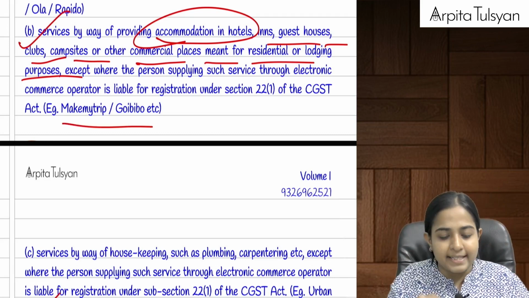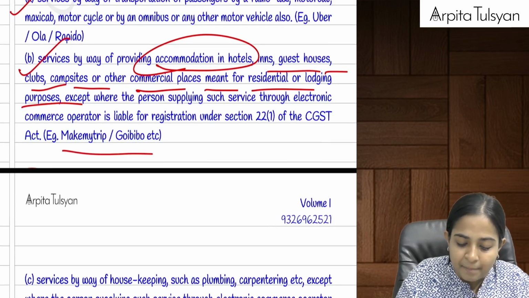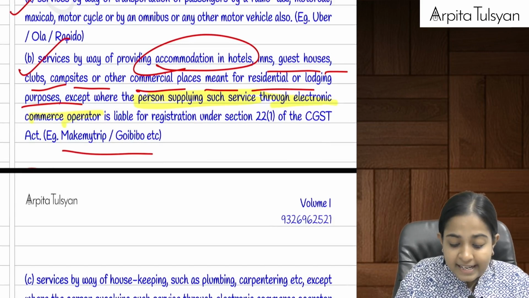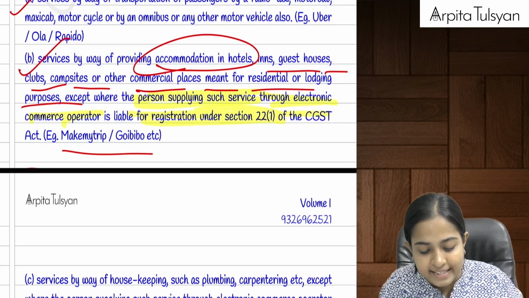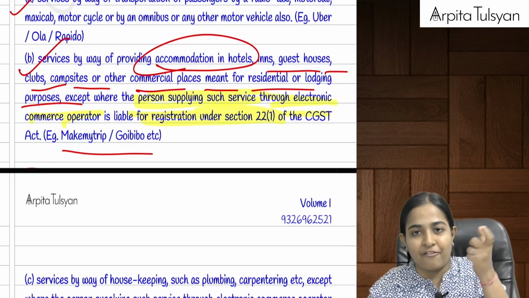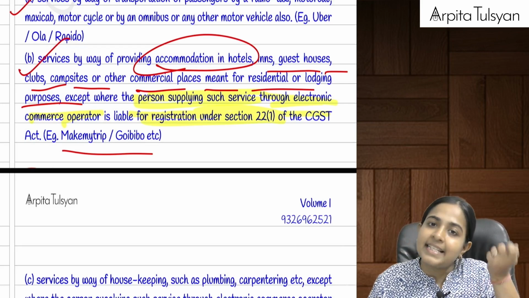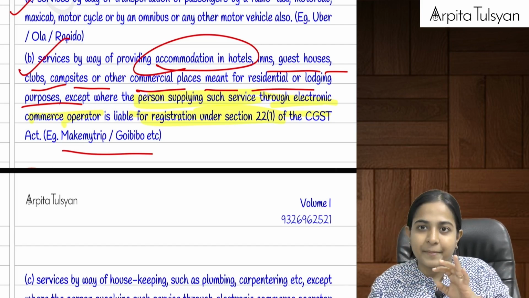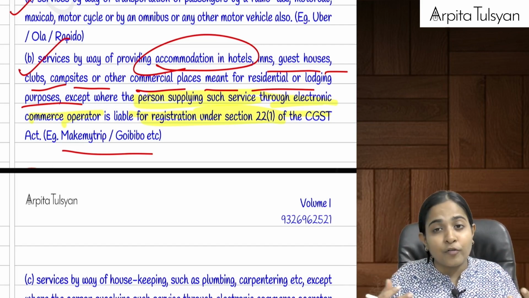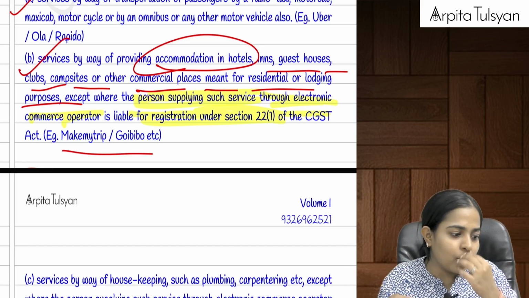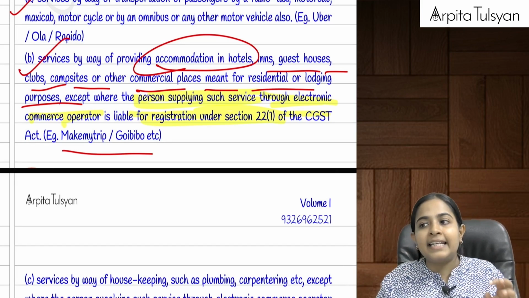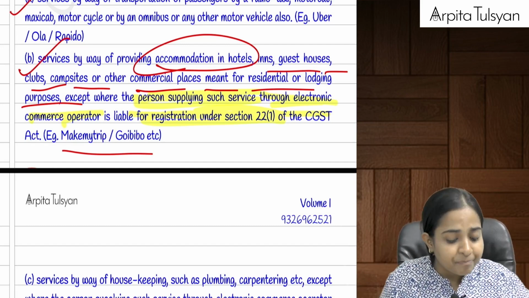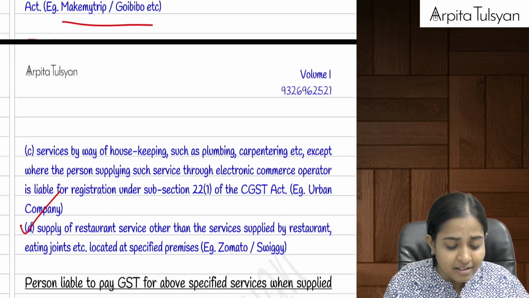Okay, one small exception that is coming up here is, the person supplying such service, the hotel, through e-commerce operator is himself liable for registration under section 22. If the hotel itself, on the basis of its turnover, is required to get itself registered under GST, then it will not be called as e-commerce operator. Are you clear with this? Let's say the turnover of the hotel itself is, just for example, 1 crore. Then in that case, it will not come under e-commerce operator provisions. Then it will be directly considered as a service provider.